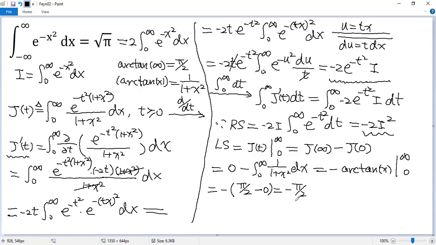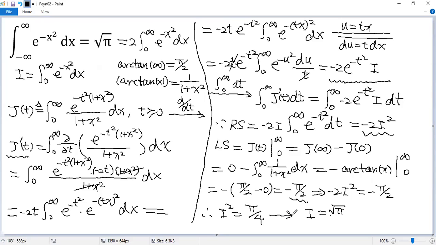Left side equals right side. So write down: negative 2 I squared equals the right side, negative pi over 2. So we get I squared equals pi over 4. Taking the square root, we get I equals square root of pi over 2. Then double it, we get our target integral, square root of pi.